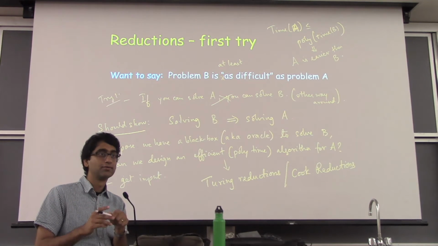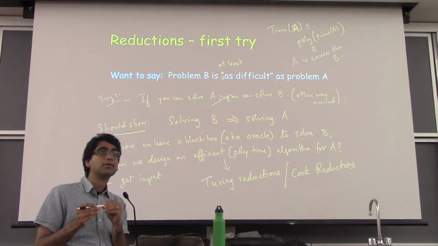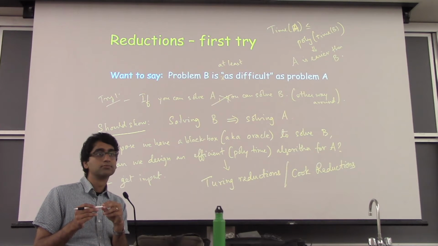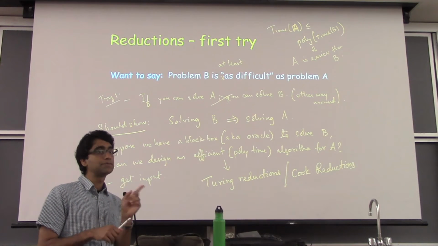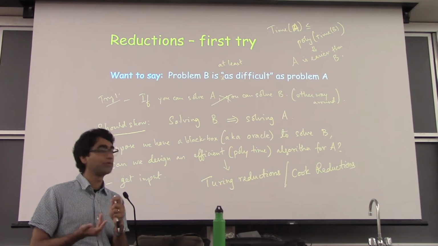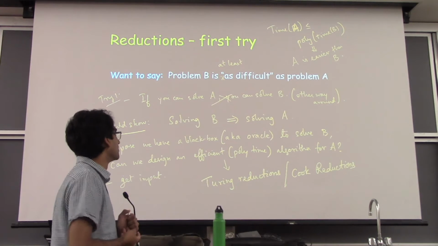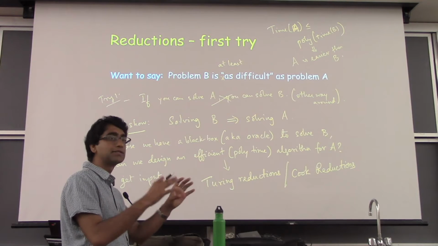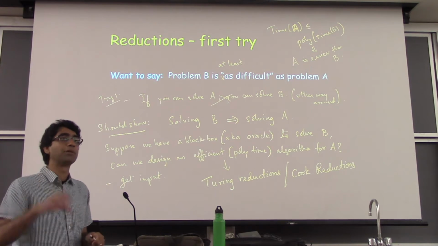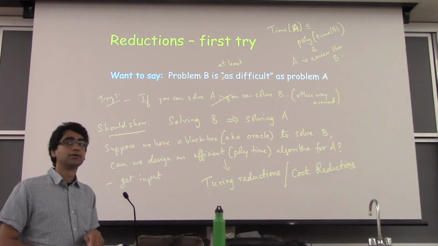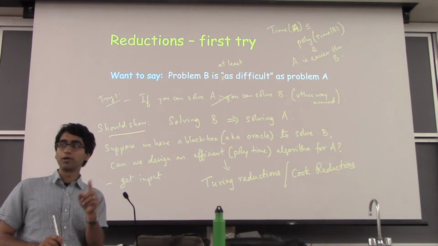So what you're saying is, suppose B is solvable in n cubed time and A is solvable in n to the power 4 time, it doesn't mean that A is harder? Yeah, for these purposes it doesn't mean that. So what we are saying is they are just polynomially equivalent to each other. So they are all in the same complexity class. So this is an important point.